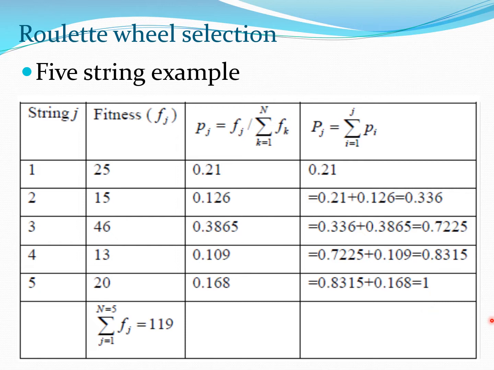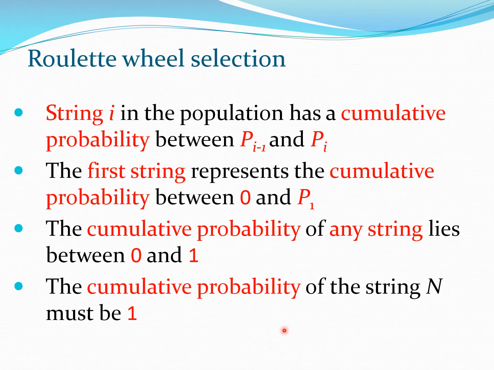So this process is now quite simple to see, and we are now going to use these cumulative probabilities to actually place the string in the appropriate location. So in some examples, the numbers are going to fall in this range, 0.336 and 0.7225, and so we may pick this string and so on. String i in the population has a cumulative probability between p(i-1) and pi. The first string represents the cumulative probability between 0 and p1, and the cumulative probability of a string will lie between 0 and 1. And the cumulative probability of string n must be 1. And all these factors are visible from the simple example we saw in our previous slide. So you can always go back and check it out.